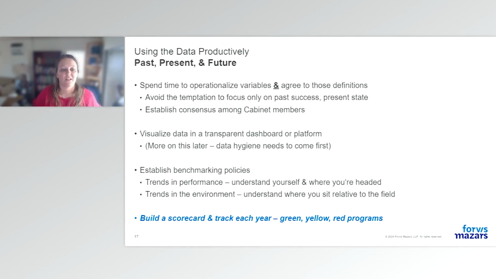So first of all, spend time to operationalize your variables and agree to those definitions. Okay, so what does it mean to say that a program has strong student outcomes? Is it that there's a high graduation rate from this program? Is it that students are employed within 6 months of graduation? Is it that 5 years after graduation, students are licensed in their professional area? Is it that 5 years after graduation, students are making more than the median for the state? Okay, there's all sorts of things that we could dig into with regard to student outcomes.